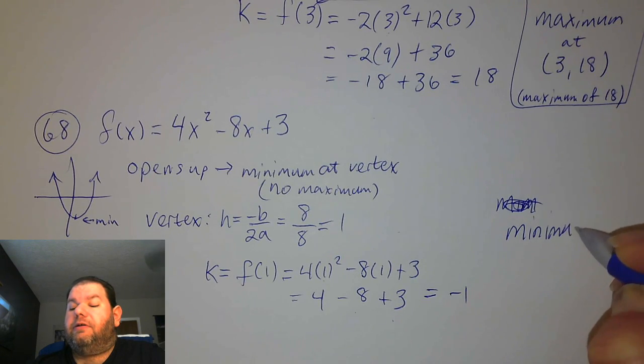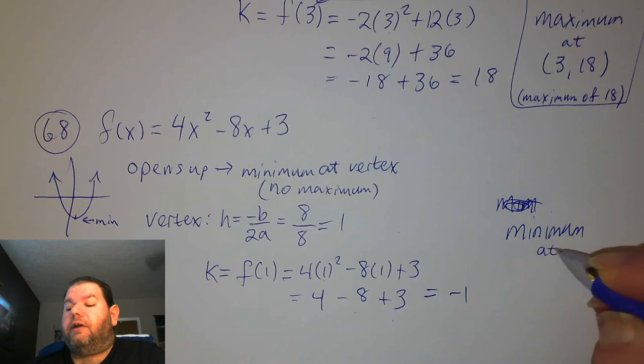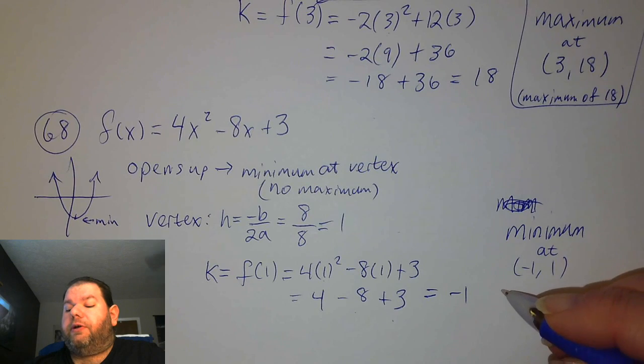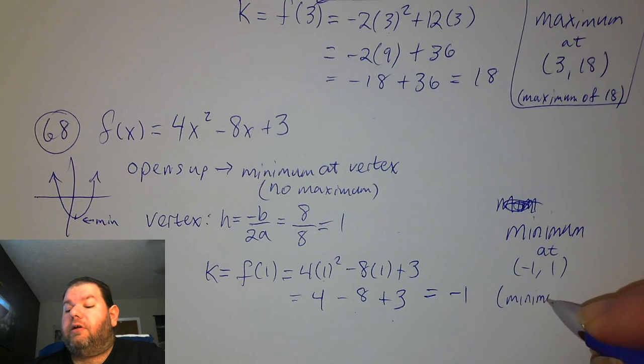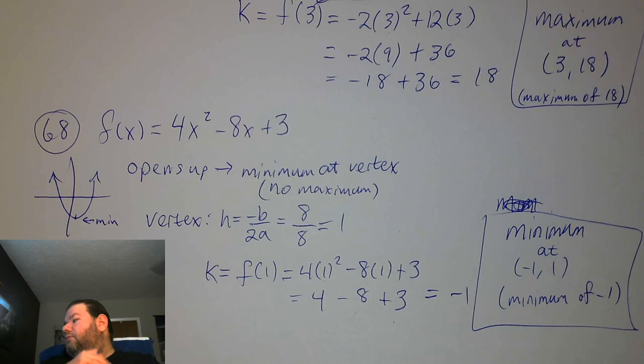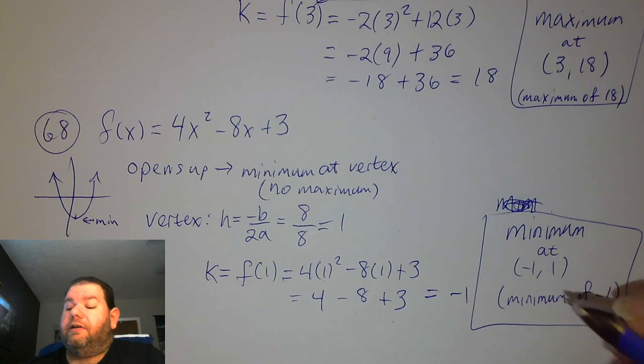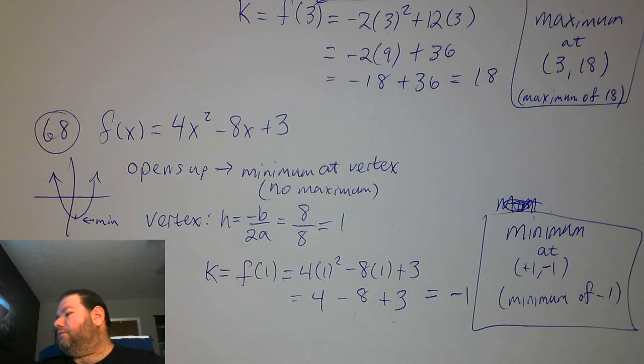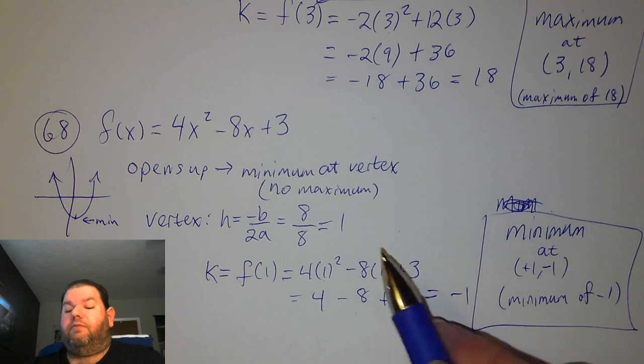Minimum at negative 1 comma 1, or we could say we have a minimum of negative 1. You know what? I switched that by mistake. That's my bad. I heard the second part correctly. Did not write the first part correctly. Yeah, 1 comma negative 1.